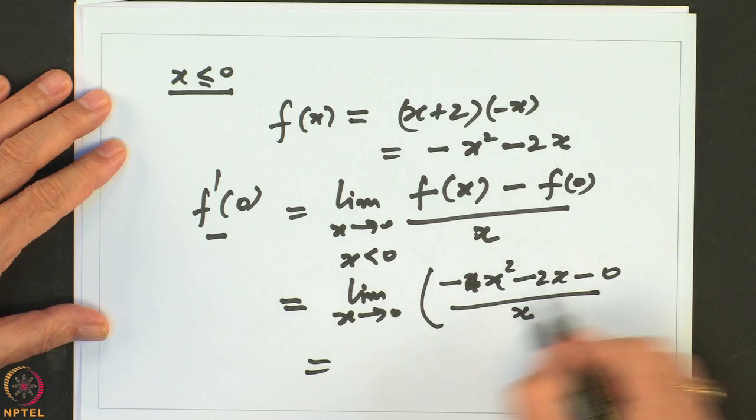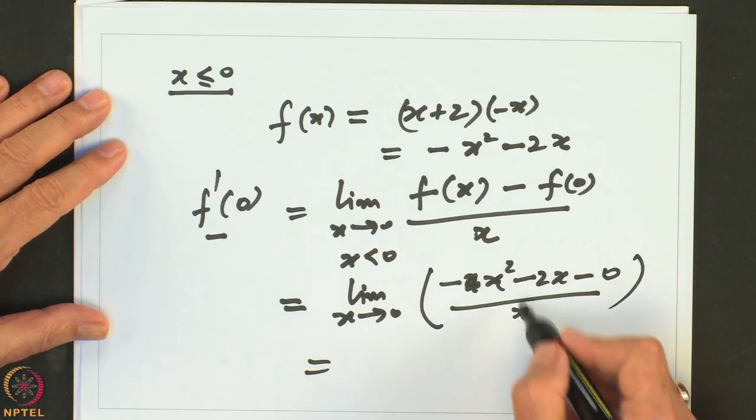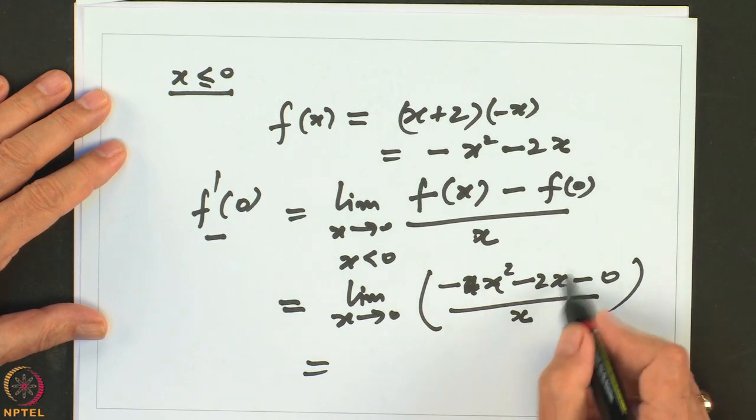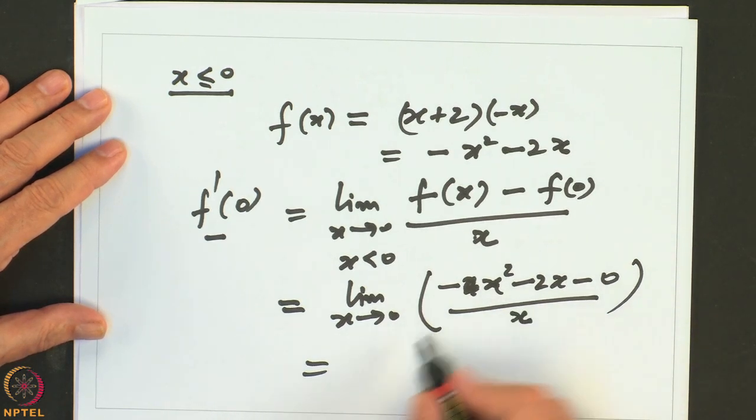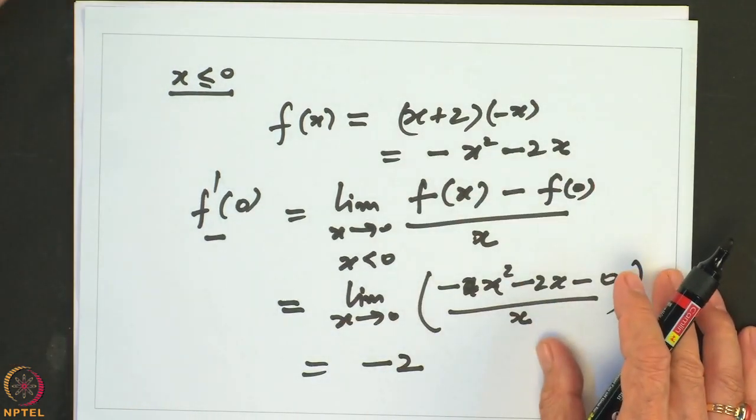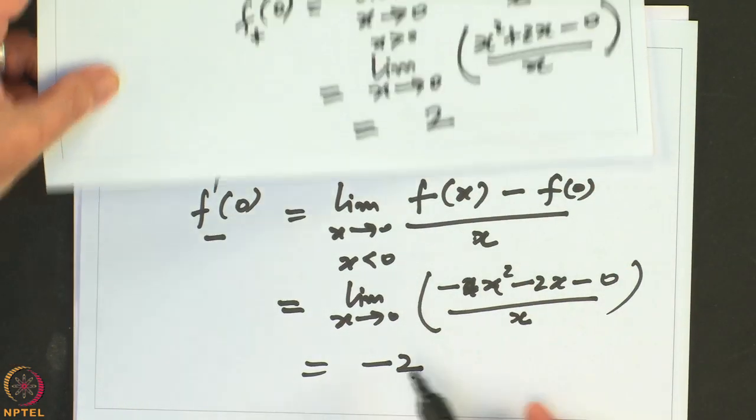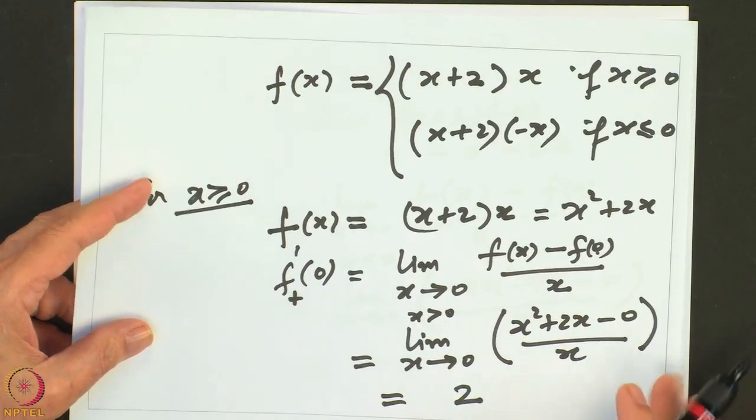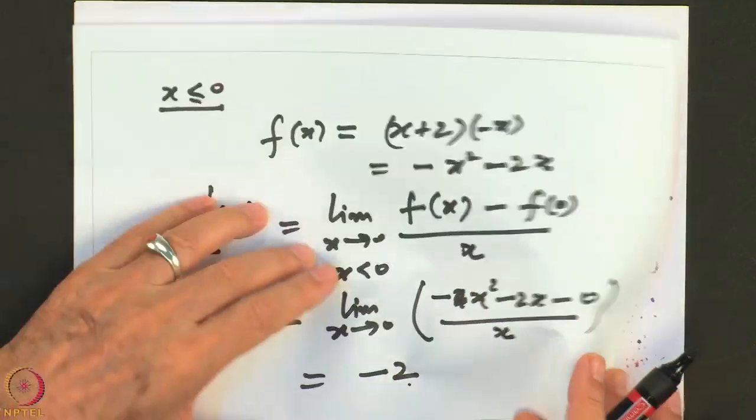So, what will be the limit of this? Once you cancel out x, x goes to 0, so that is minus 2. So, when you look at the left derivative of the function, that is minus 2, and the right derivative at the point 0 is 2. So, this function is not differentiable at the point 0.